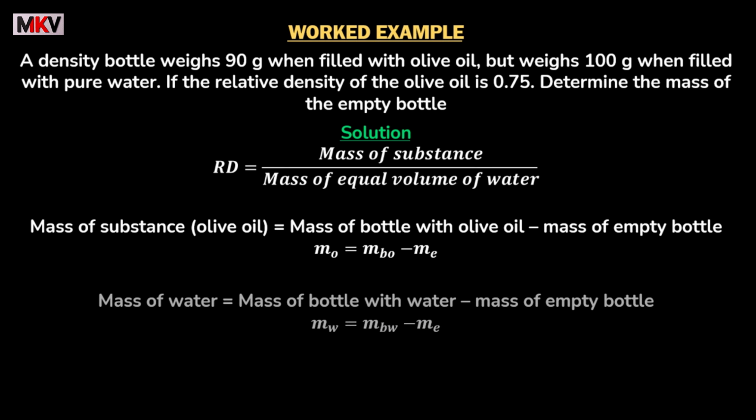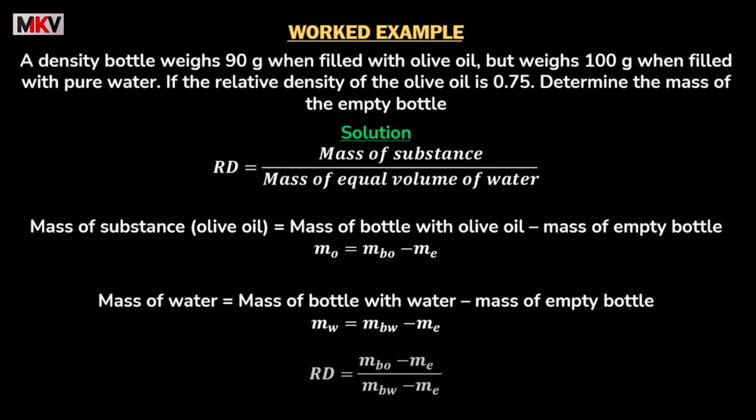And now the mass of water is equal to the mass of the bottle with water minus the mass of the empty bottle. So MW is for the mass of water, MBW is for the mass of the bottle with water, then ME is the mass of the empty bottle. So now I have these two equations, and we should take note of them.